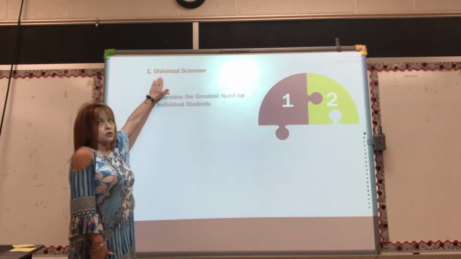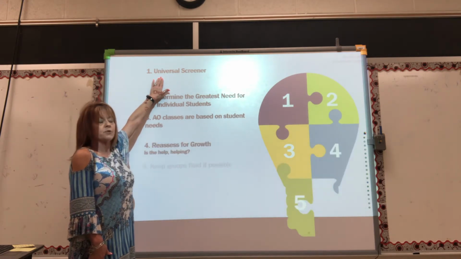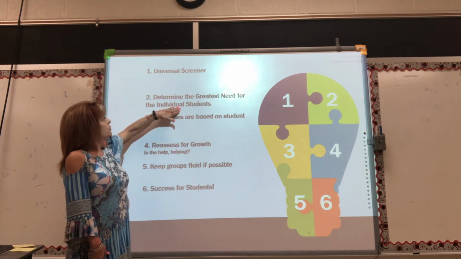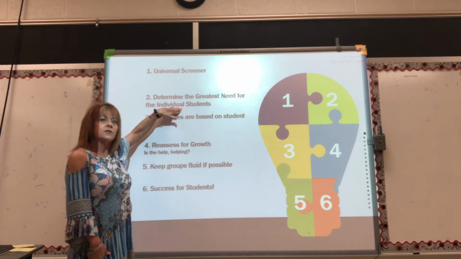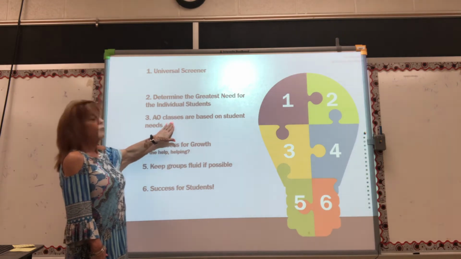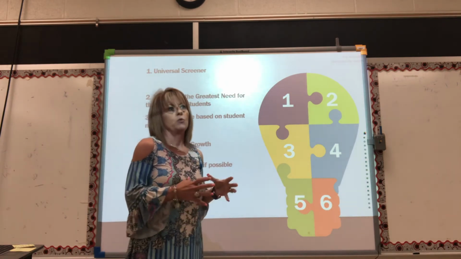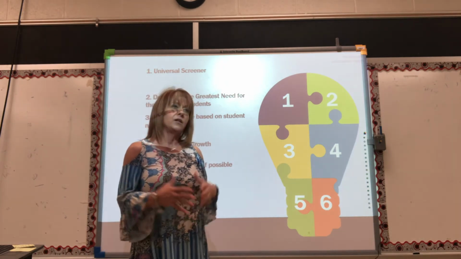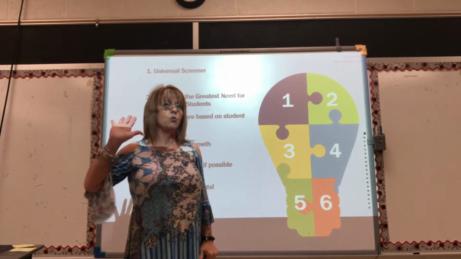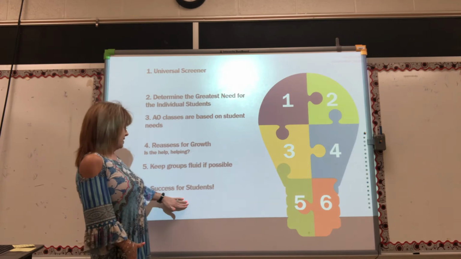Number 1, we use universal screeners, the STARS. We look through the dyslexia screeners. Many types of data we look at to see where our children are. Then we determine the greatest need of those individual students. Is it reading? Is it math? Is it both? And the AO classes are based on the student needs. We may have a group of 2 or 3 that are in one specific need that they're working on. And then we may have a group of 15 or 20 that are excelling above and beyond, and we are challenging them to press them further. So, again, success for students.